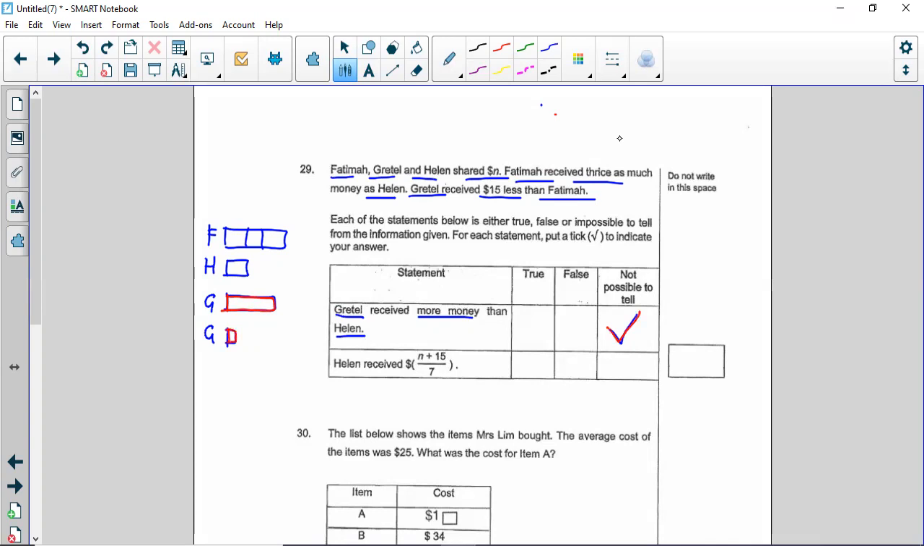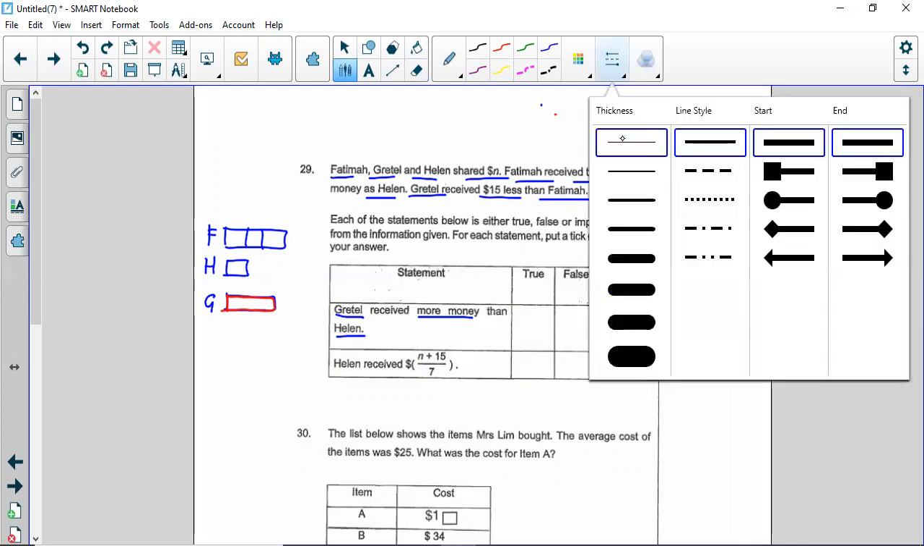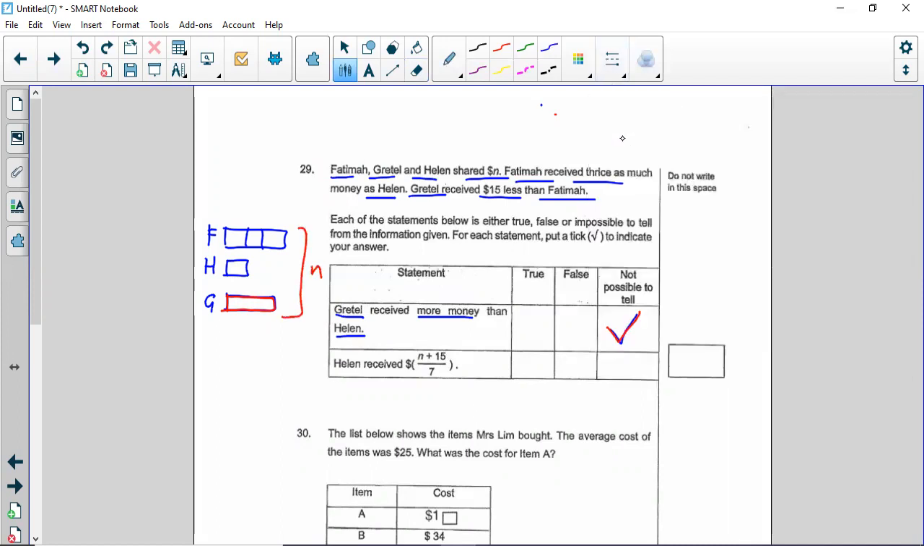Now with your model drawing, can we do part B? Helen received (N plus 15) over 7. So how do we prove it? When you say true, false, or not sure, you have to prove it. So you have to draw your model and complete it. What's the total money? Total money is N. Helen is the question mark. And then Gretel received $15 less than Fatima.